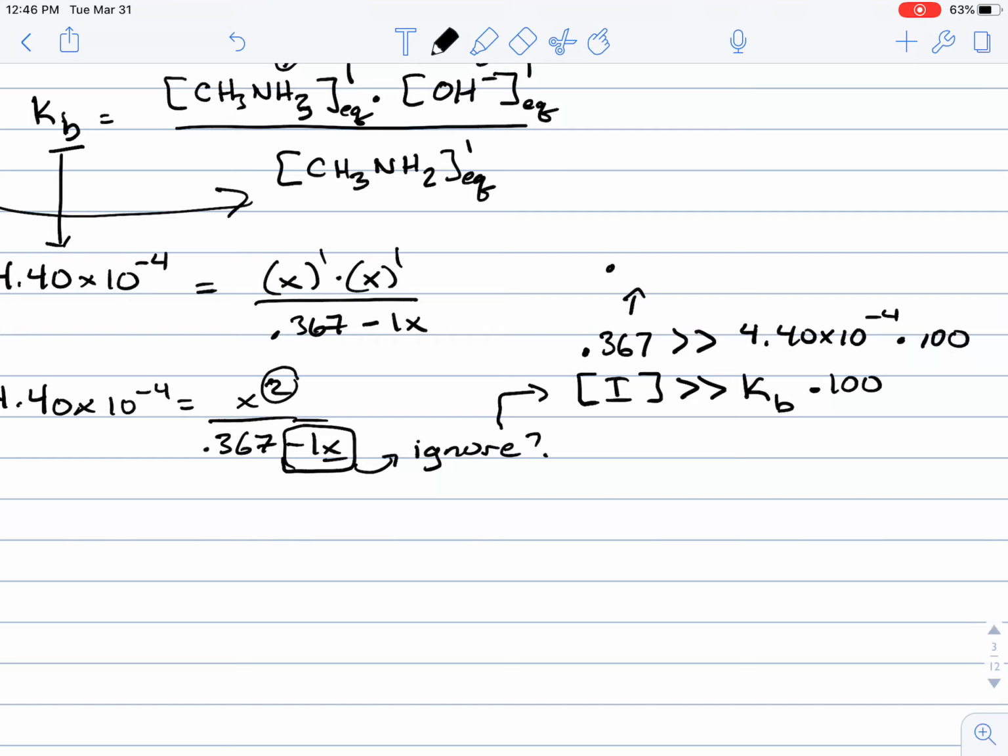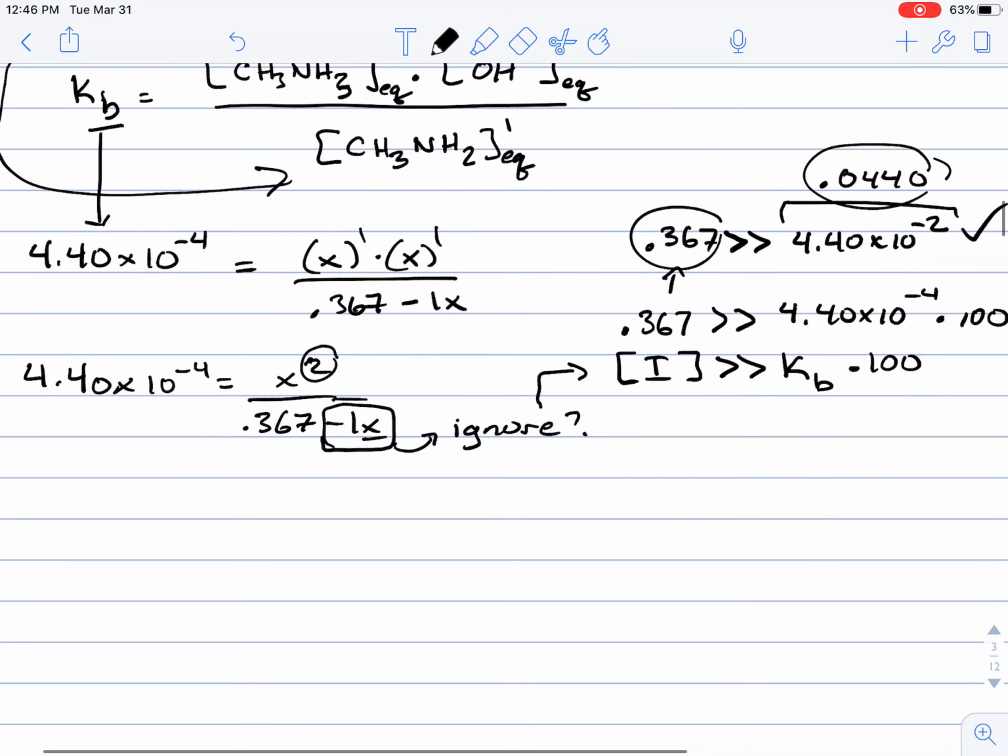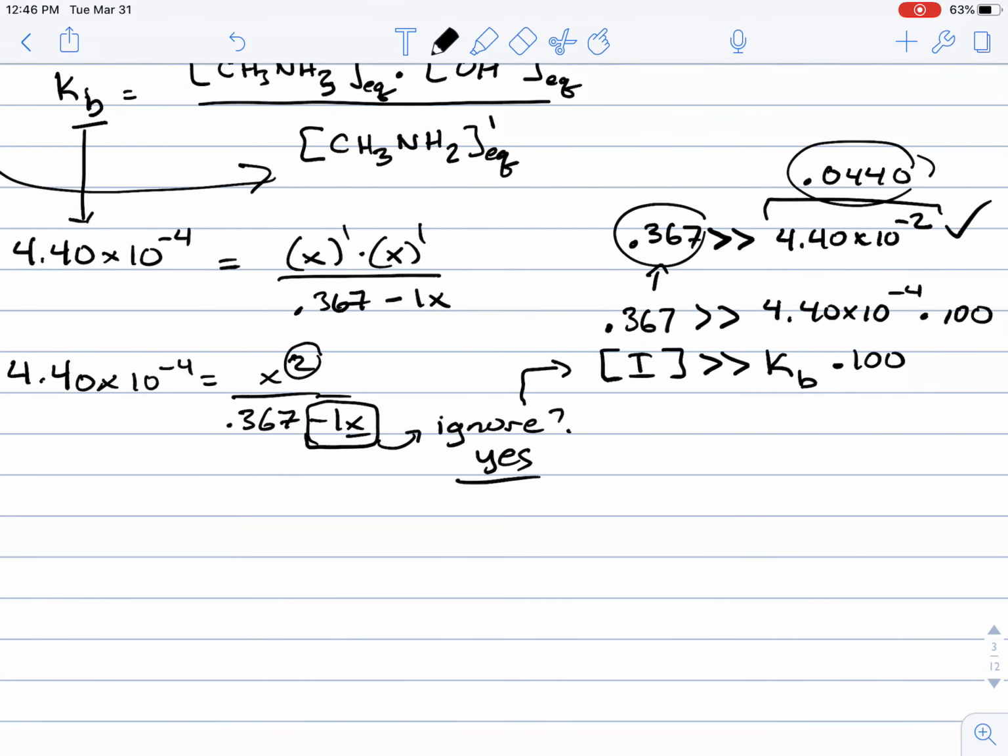And so I'm going to work upwards here. 0.367, far greater than 4.40 times 10 to the negative 2. Okay. And so here in this case, the statement is true. 0.367 is far greater than 4.40 times 10 to the negative 2. I'm going to go ahead and expand this as a decimal, so 0.0440. So this value is far greater than this value. And so that lets us know that we can ignore this. Can we ignore it? Yes, we can.